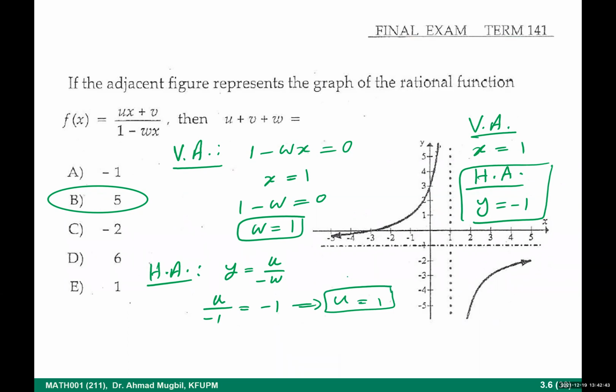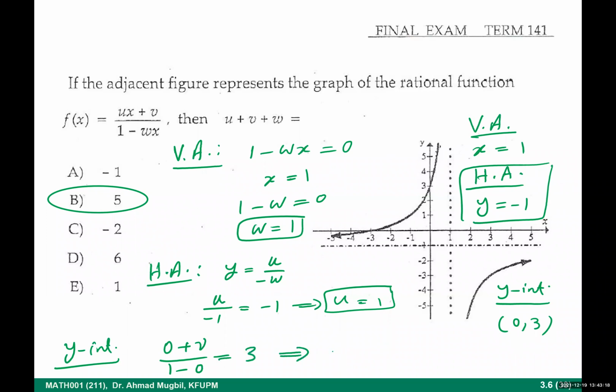How to obtain this? We need to go back to the graph and get the y-intercept or the x-intercept. Let's take the y-intercept. What is the y-intercept? 0 and 3. When x is 0, y is 3. So from the function, the y-intercept will be 0 plus v over 1 minus 0. By the way, we were able to find this from the beginning, even without knowing u and omega. So it will be equal to 3. This implies that v over 1, which is v, equals 3. Now the sum of these three numbers is 5.